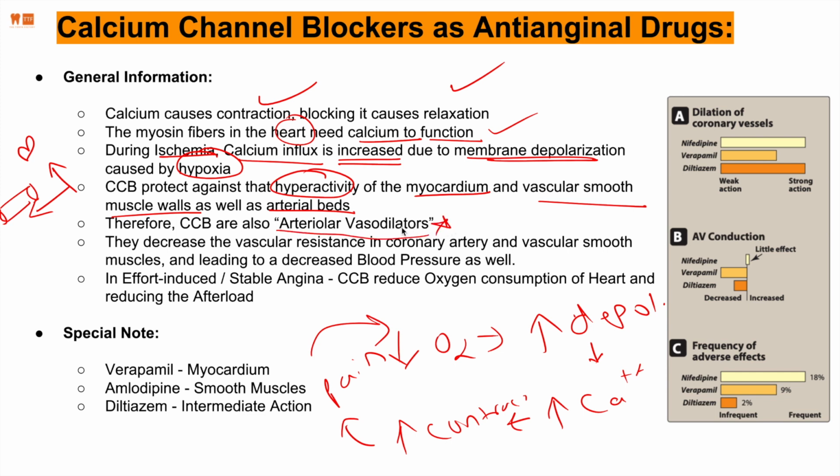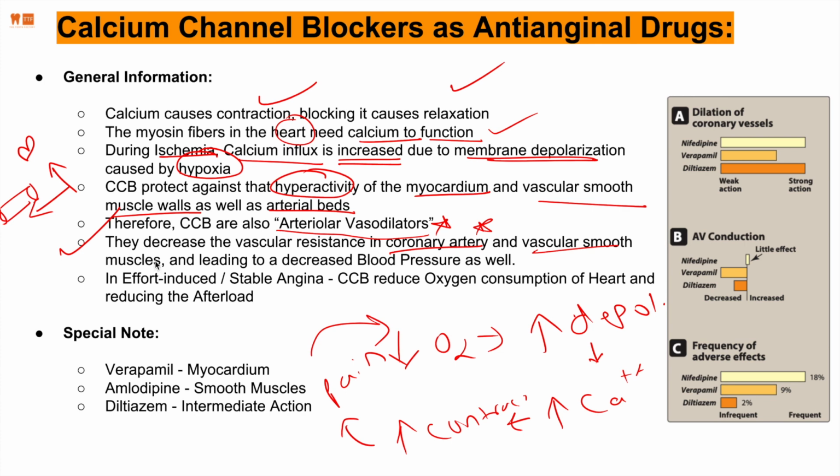Remember, nitroglycerin, nitrates, they were venodilators. But calcium channel blockers are arteriolar vasodilators. They decrease the vascular resistance in the coronary artery itself, at the vascular smooth muscles, leading to a decreased blood pressure as well.